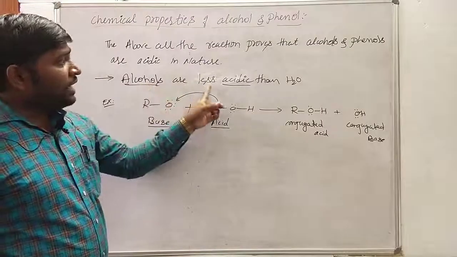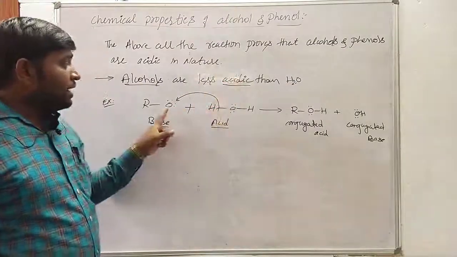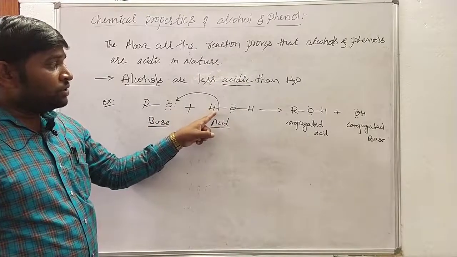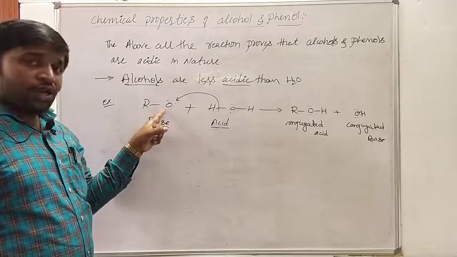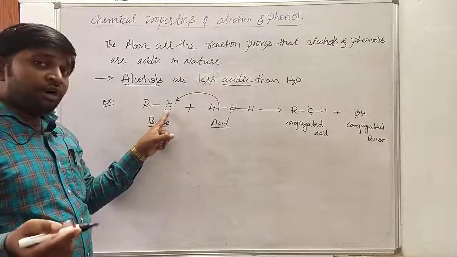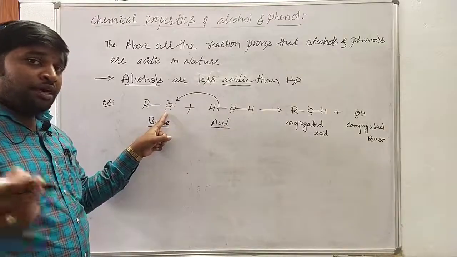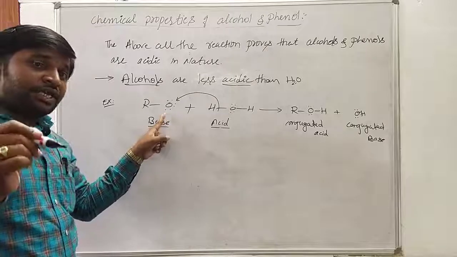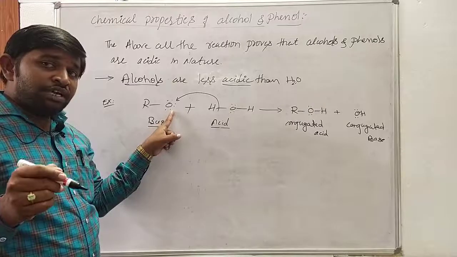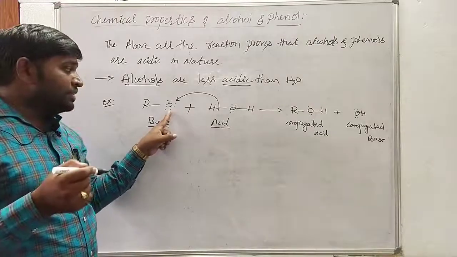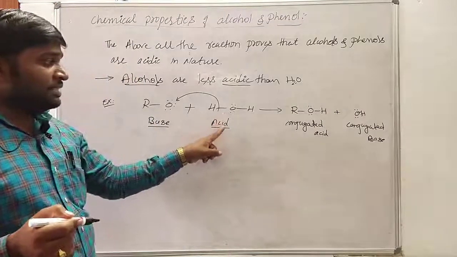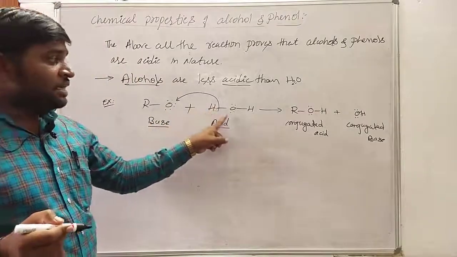So alcohols are less acidic than water. Why? Because here the acid has one proton, and it can donate it to the alkoxide molecule. Here alkoxide is considered as the base. Why? Because due to the presence of an unshared lone pair of electrons on the oxygen atom, it is considered basic in nature. When this base reacts with water, water acts as an acid. That's why alcohol is lesser acidic than water.